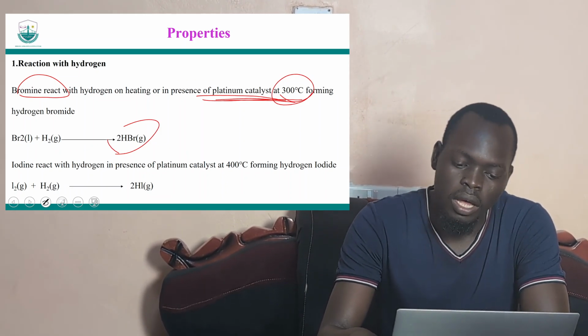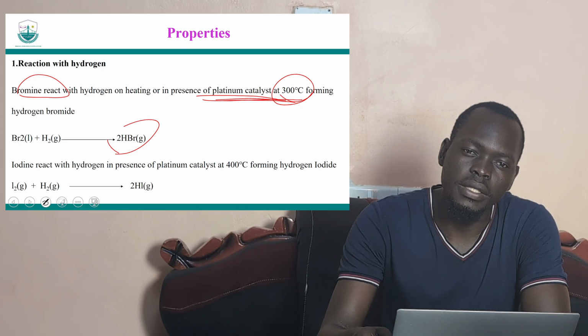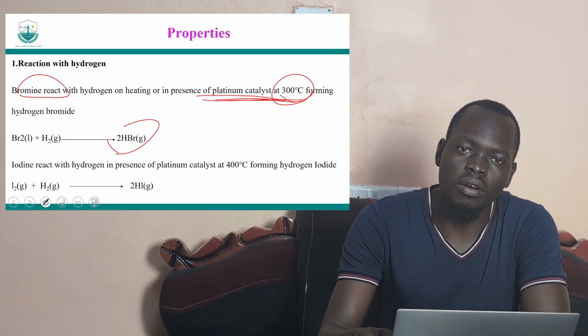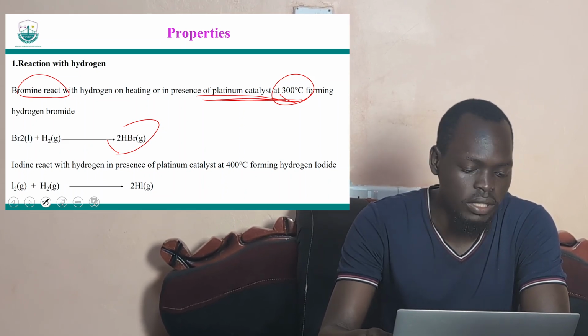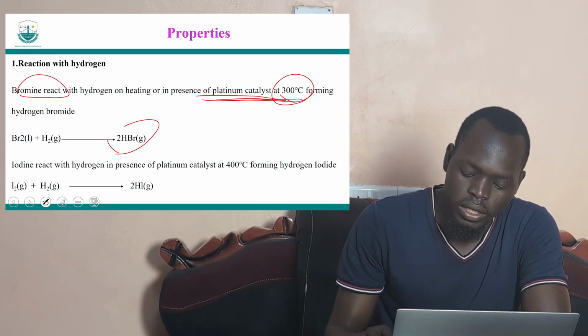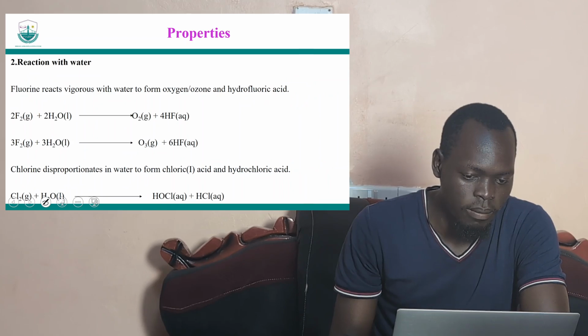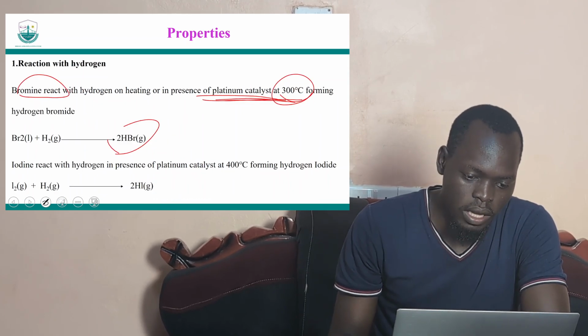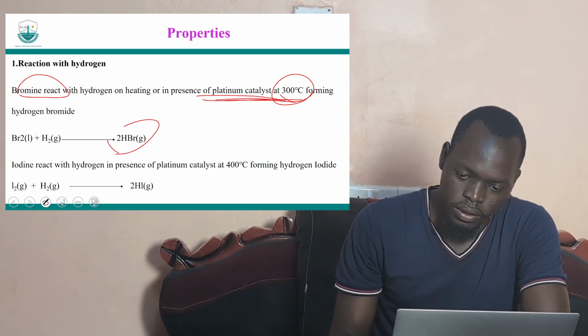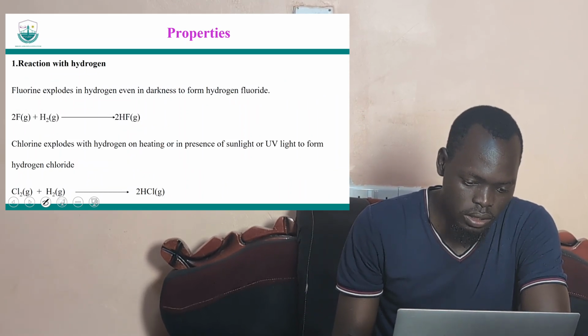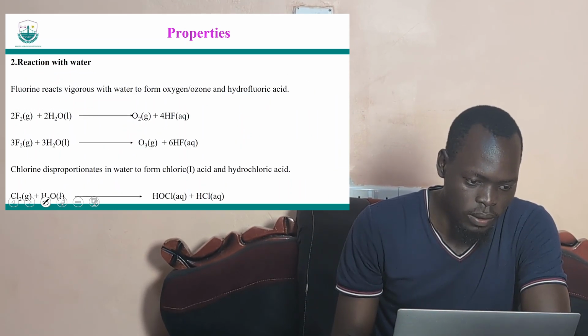Iodine still requires a platinum catalyst, but the reaction occurs at a temperature of 400 degrees Celsius to form hydrogen iodide gas. All these hydrogen halides here are in gaseous state, as you can see.